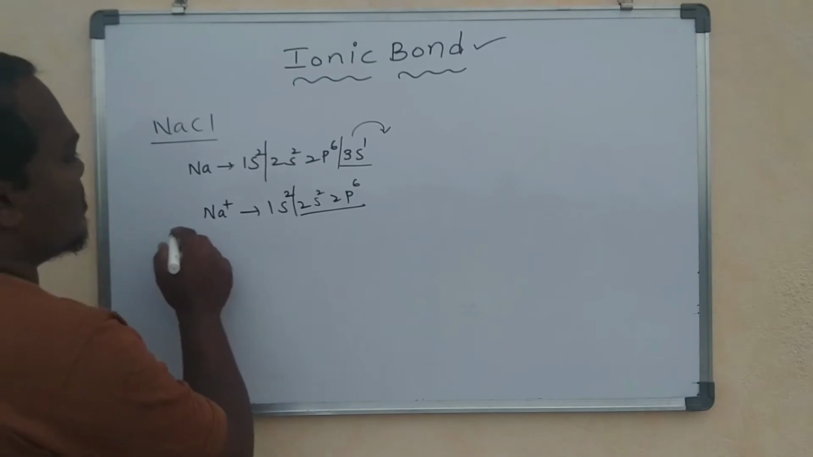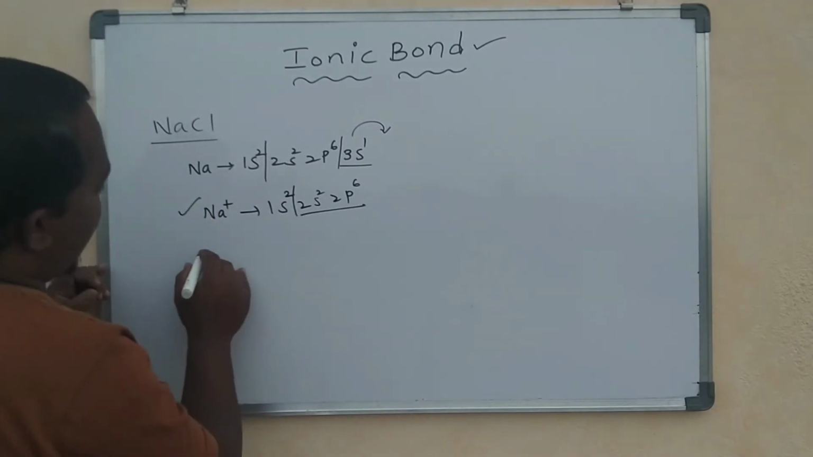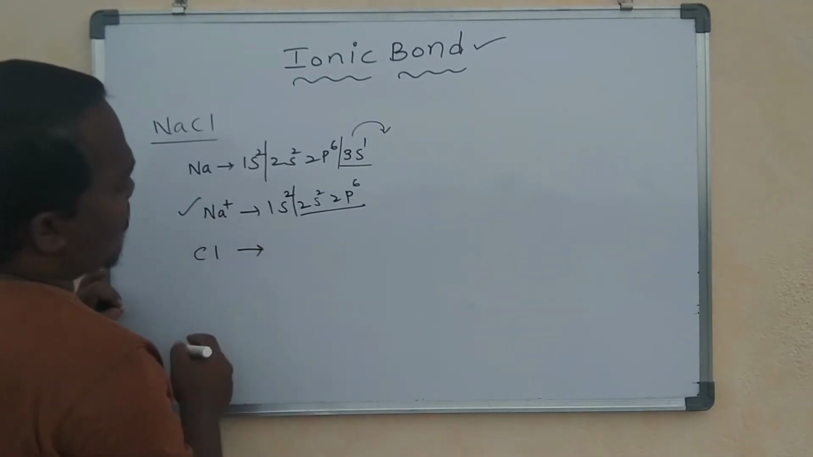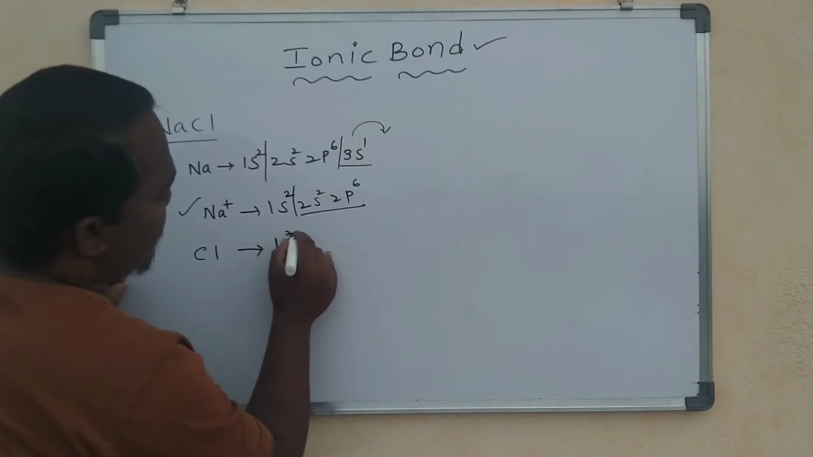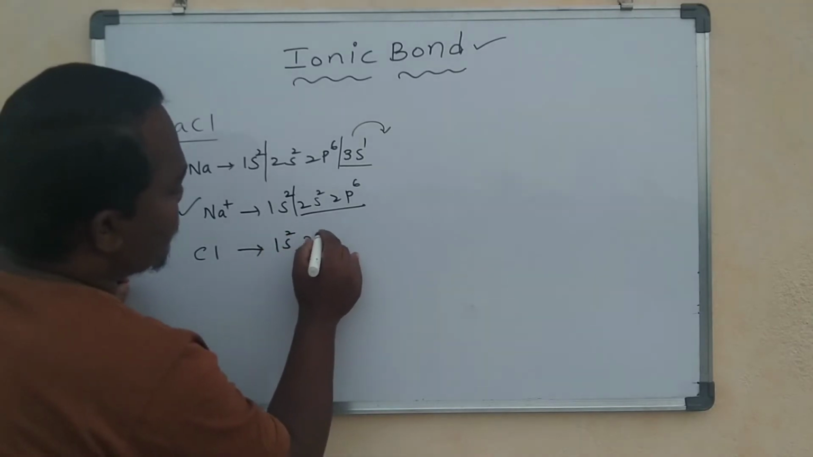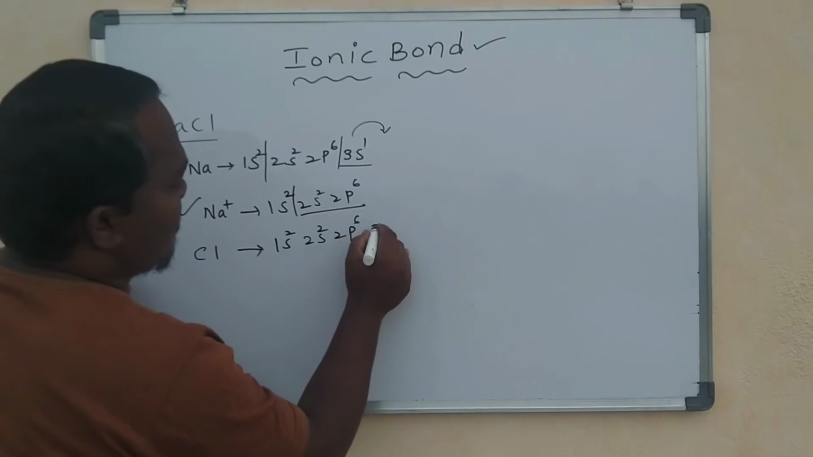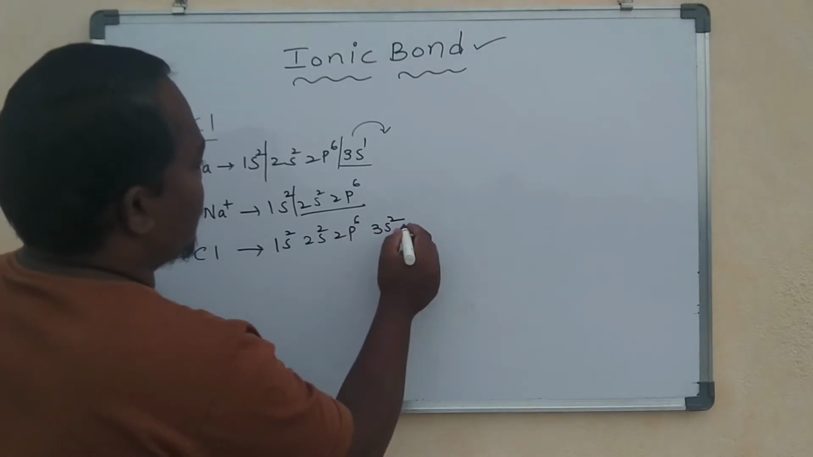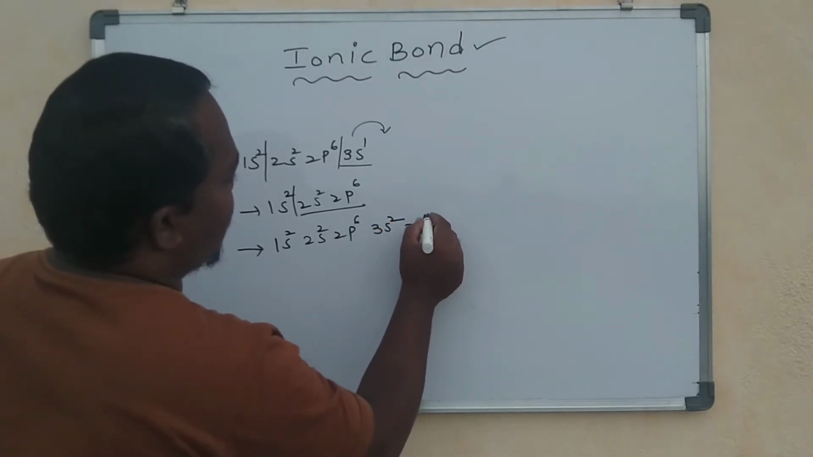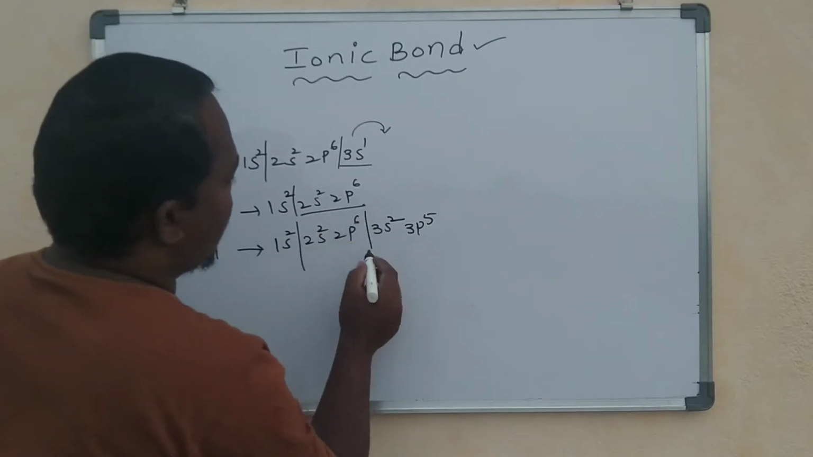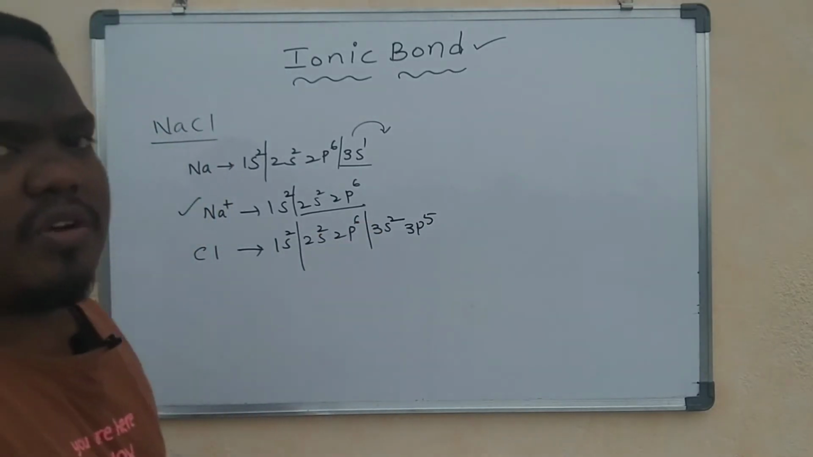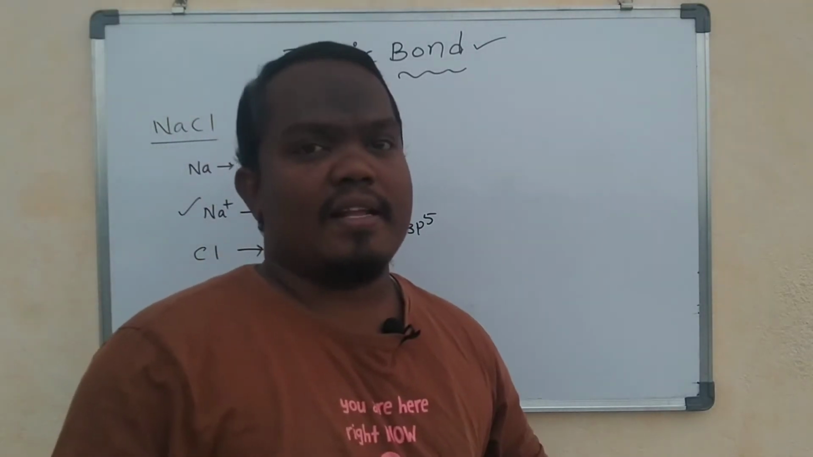So this is about sodium plus, and now we go to the chlorine atom. The chlorine atom has the electronic configuration 1s2, 2s2, 2p6, 3s2, 3p5. If you observe here, there are 7 valence electrons.